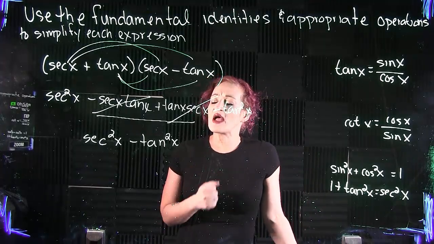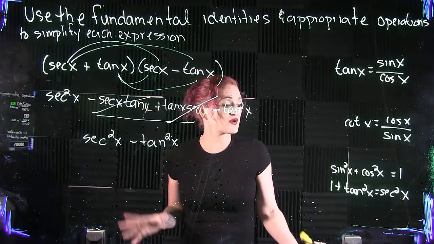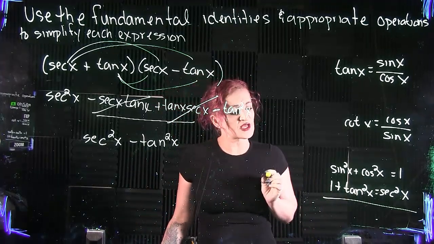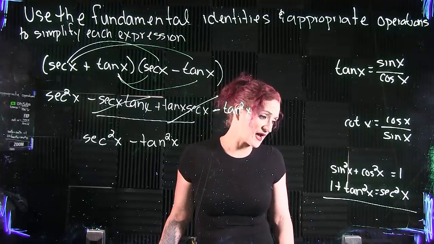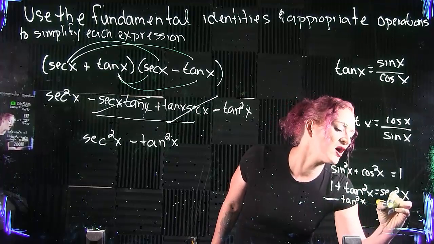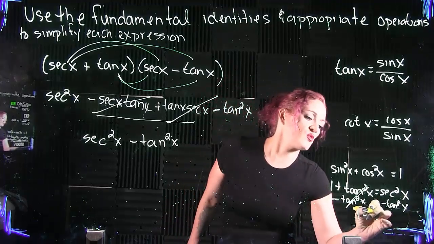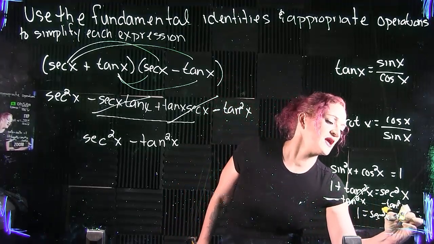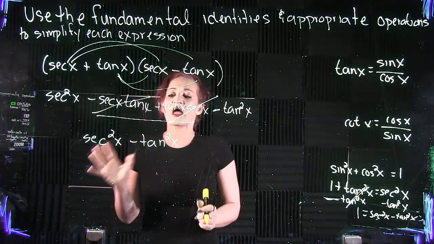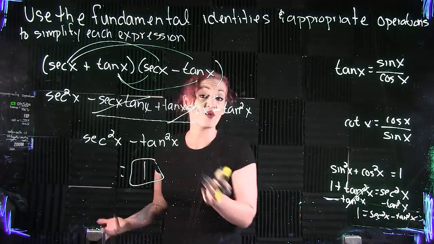Taking a look at what we have left over here, secant squared x minus tangent squared x. This actually follows perfectly along with one of our other identities. We have an identity that says 1 plus tangent squared x is equal to secant squared x. But if we just take this and we subtract tangent squared x on each side, that will leave me with 1 is equal to, well, secant squared x minus tangent squared x, which is exactly what I have right over here. So that means secant squared x minus tangent squared x is equal to 1.